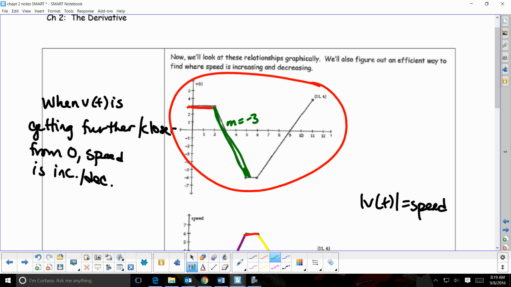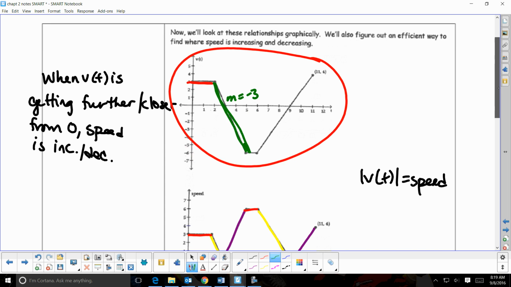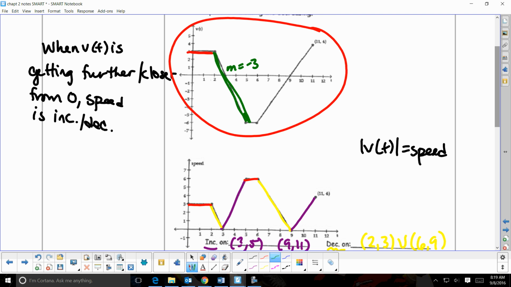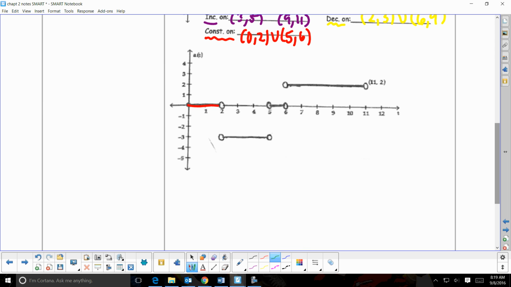Agreed? So then I know that that's linear, so the derivative is going to end up being a horizontal, and it's going to be at -3. And see if you can understand where these other two pieces came from. See if they make sense.